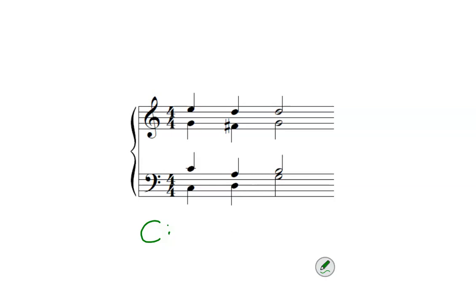So in this example we have here, we're in the key of C major. In the key of C major, there is no F sharp. So this whole chord right here is acting in a different key. It doesn't function in the key of C major.